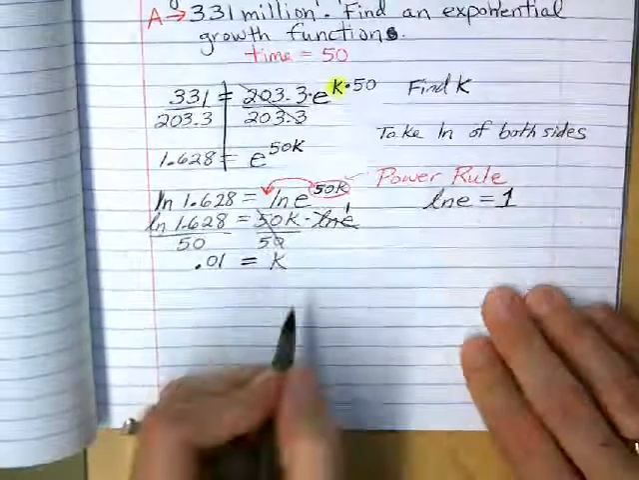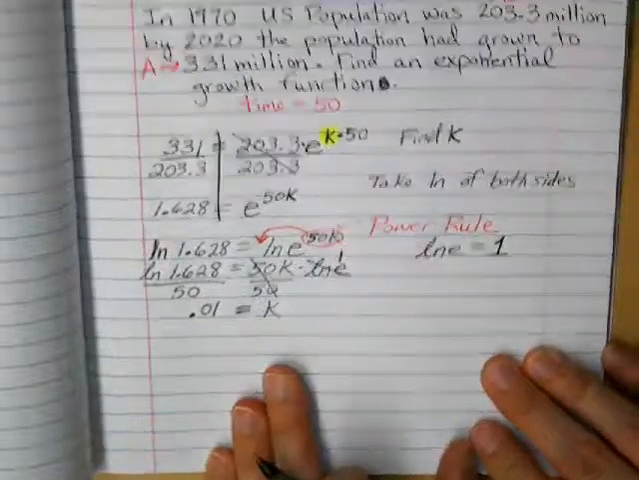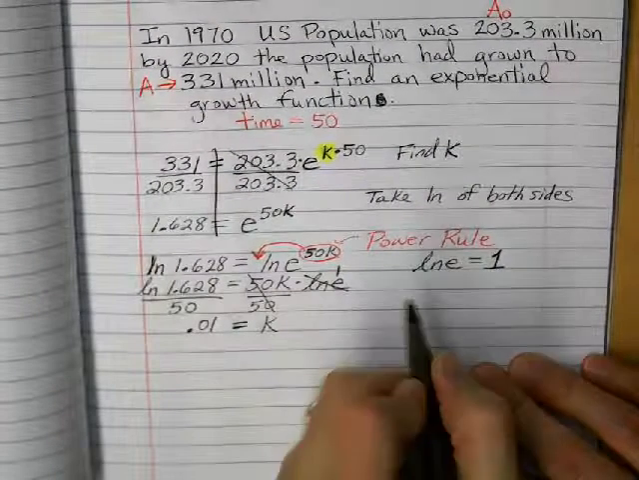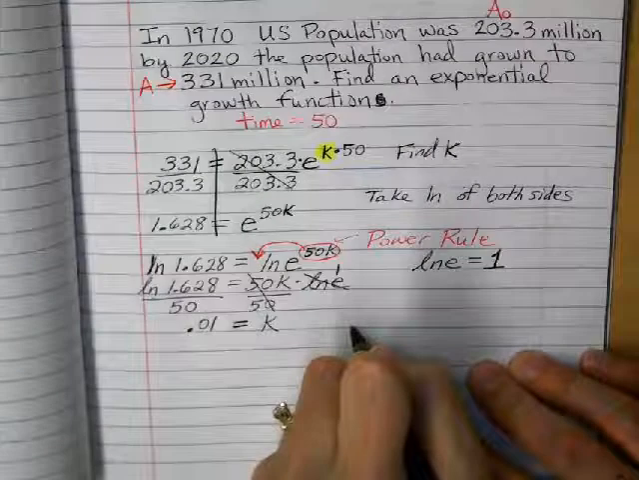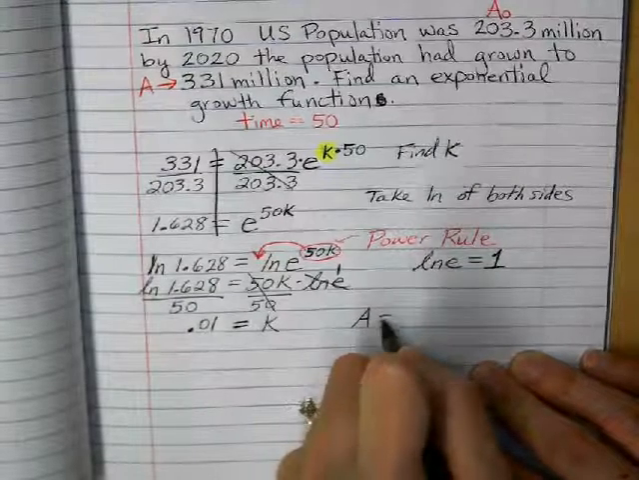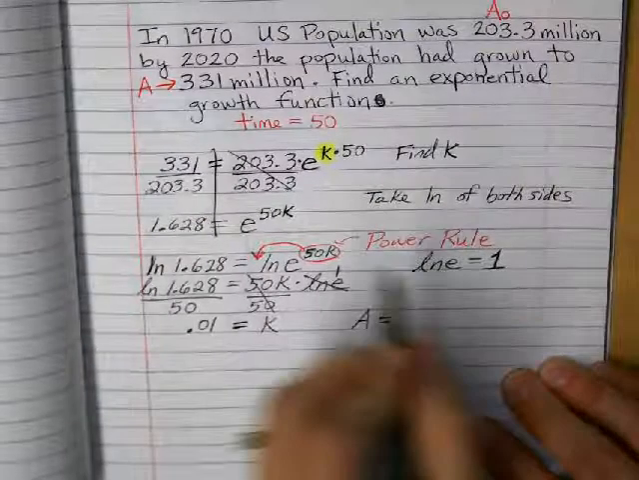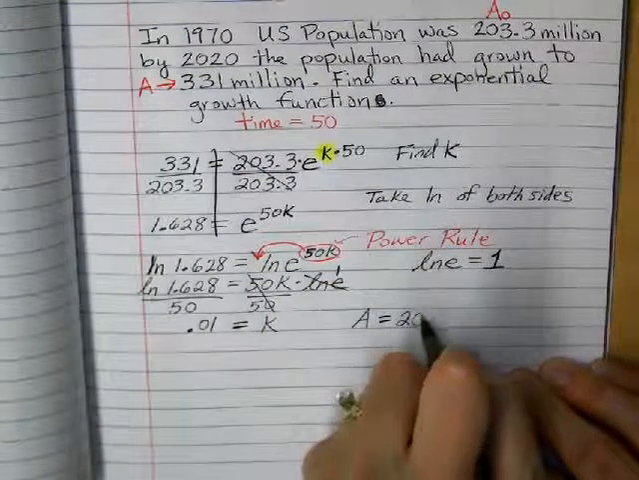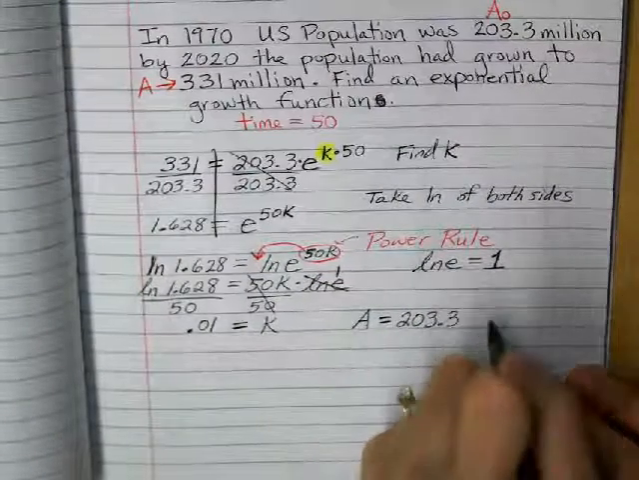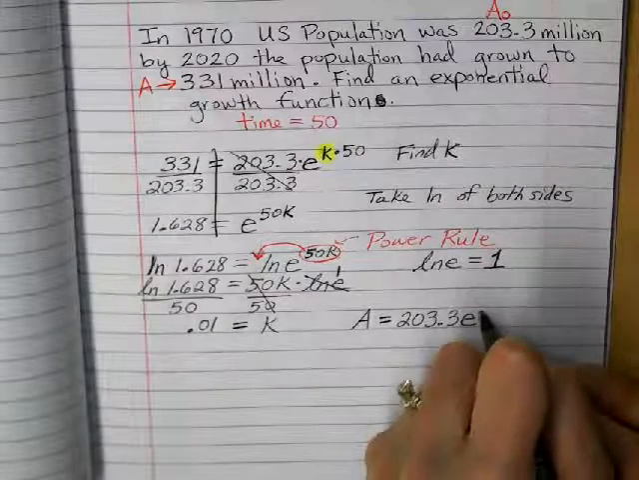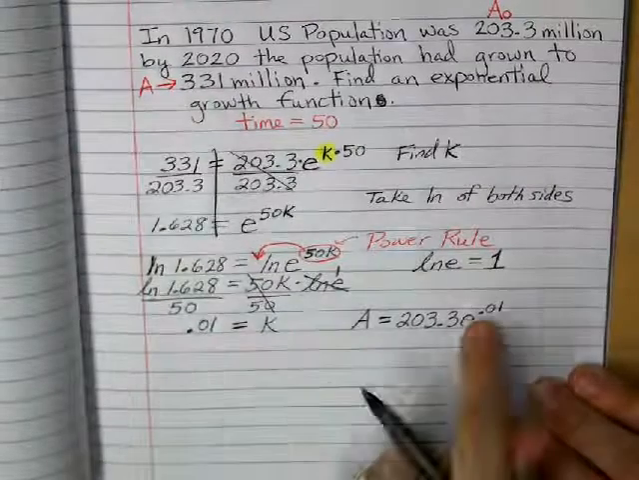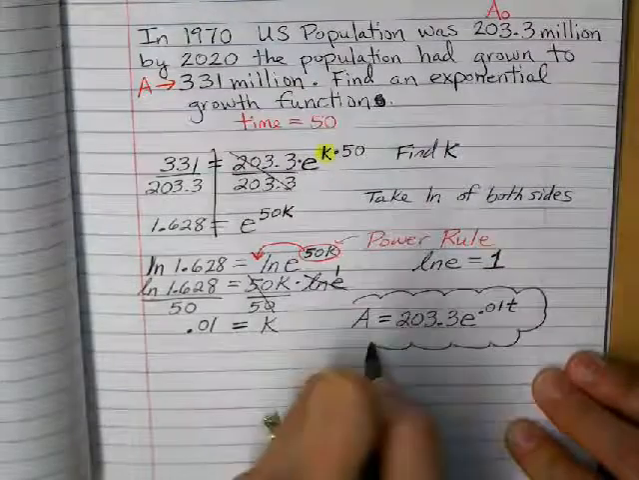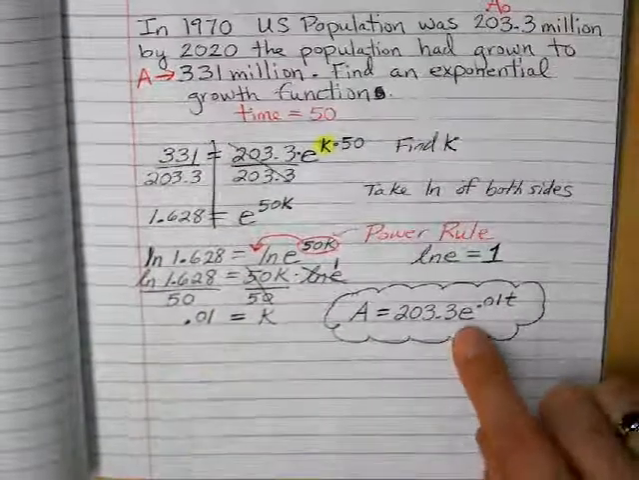All right, now the problem said to write a formula, find an exponential growth function. So let's write the final answer. They actually want the final equation. So the final equation is A equals, so the initial amount, the A0, was 203.3, 203.3 e to the 0.01. See, I can put the 0.01 now for the k times time. This is the formula then. This is the answer. You could then use that formula to find other answers, because they do have follow-up questions sometimes.